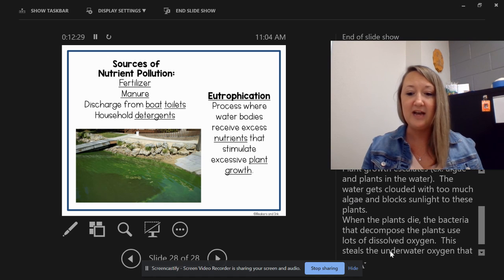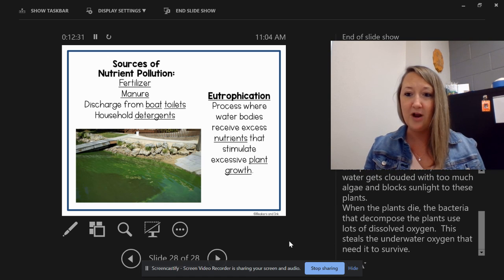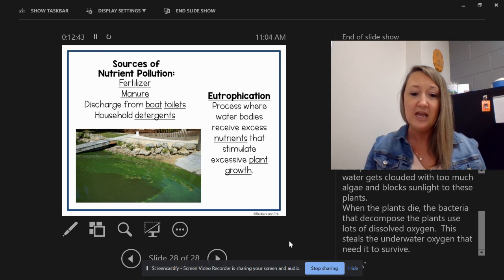So I hope that helps you guys understand a little bit more about point and non-point source pollution and the different types of pollution that we can have. When we try to control our effect on the environment by controlling our sources of pollution, it's always a great thing.